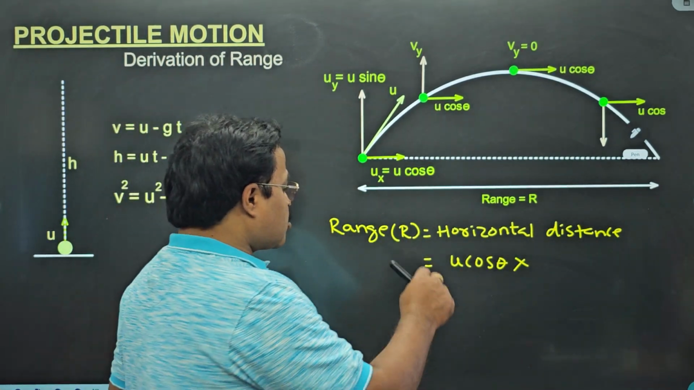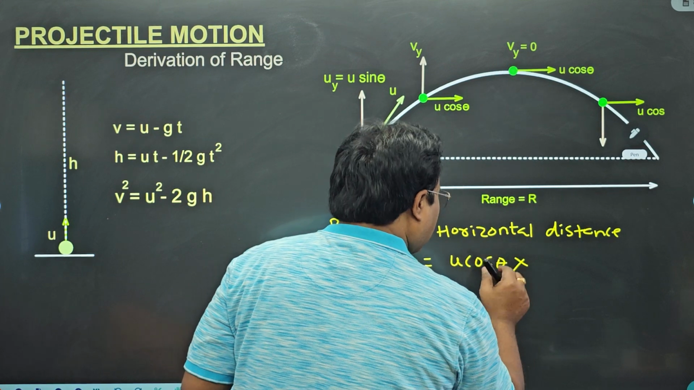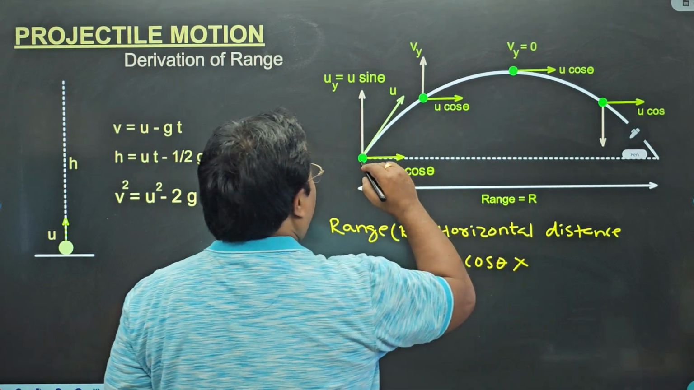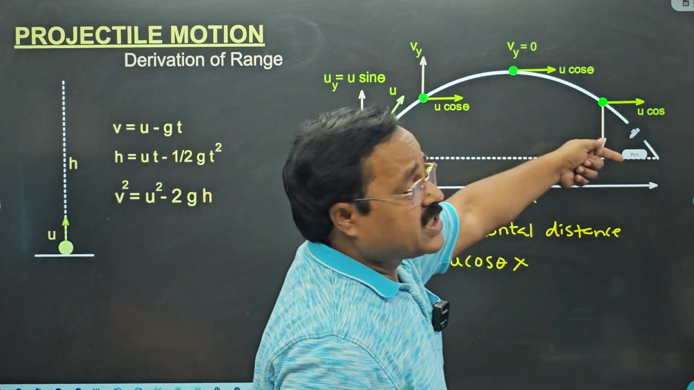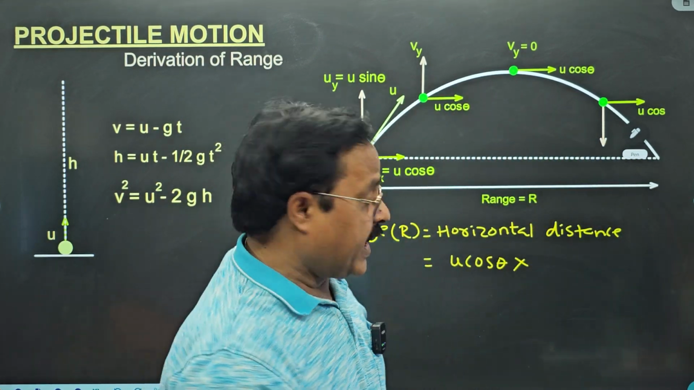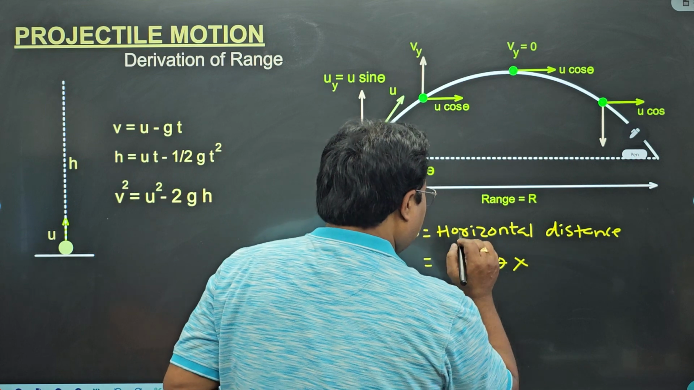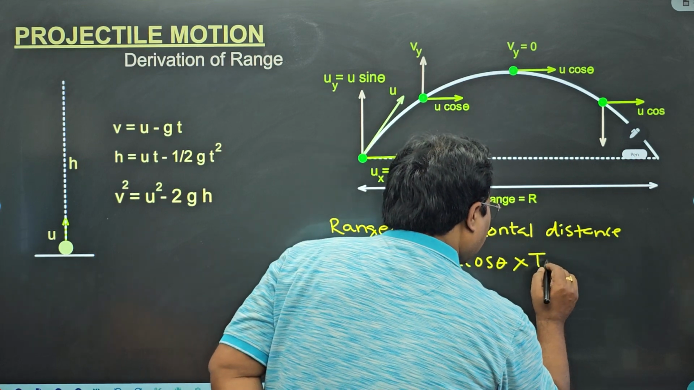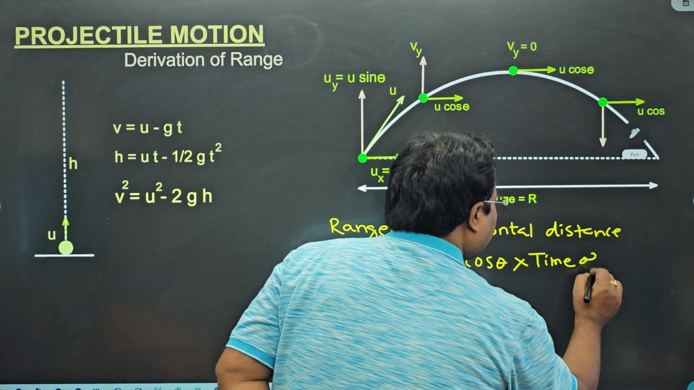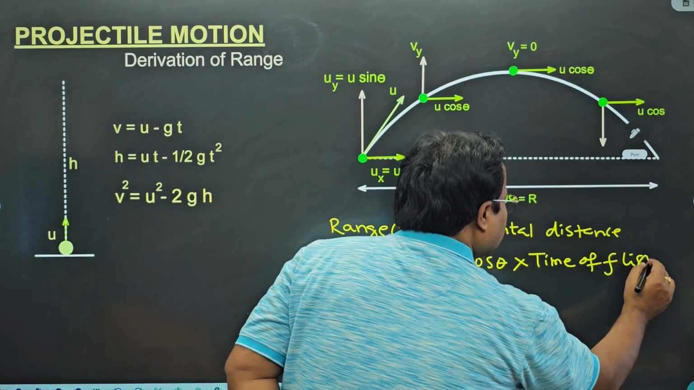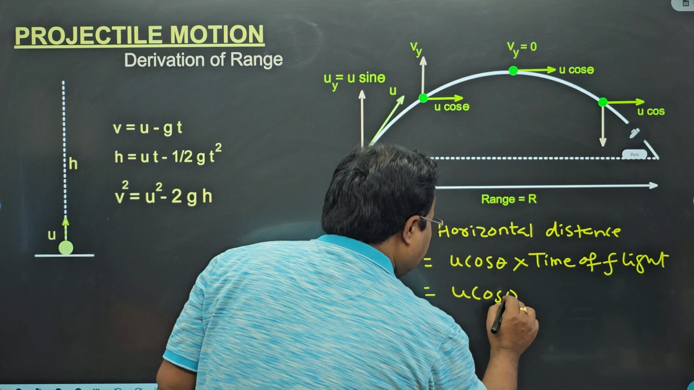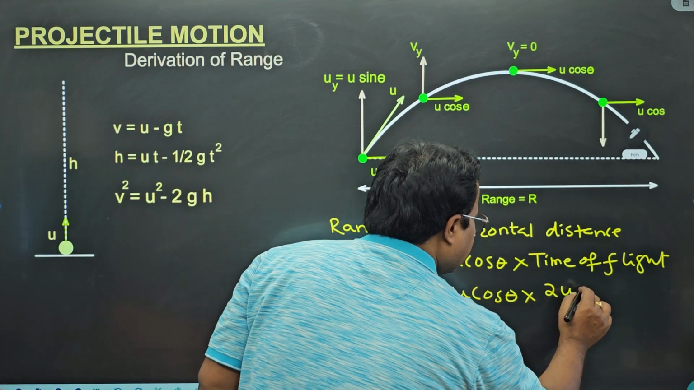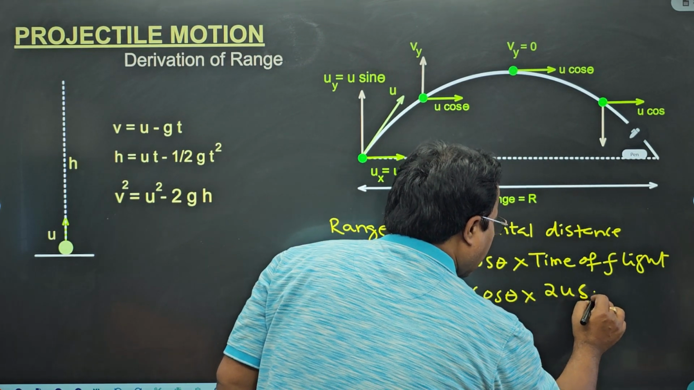is equal to range. So horizontal speed into time of flight, because the total time for which the projectile is in the air is equal to time of flight. So therefore, we will multiply horizontal speed with time of flight. Okay, my dear student. Then what is our range? U cos theta into time of flight. We have just derived the expression for time of flight.